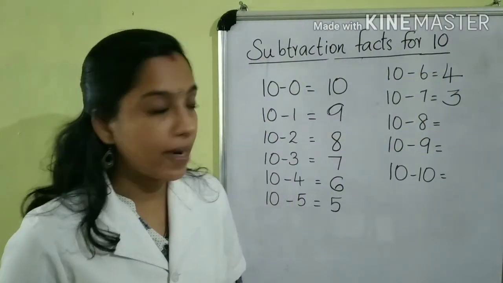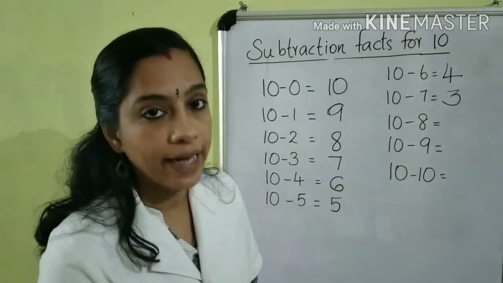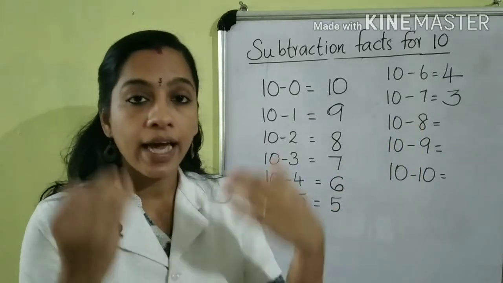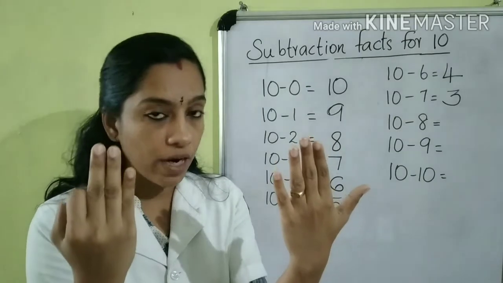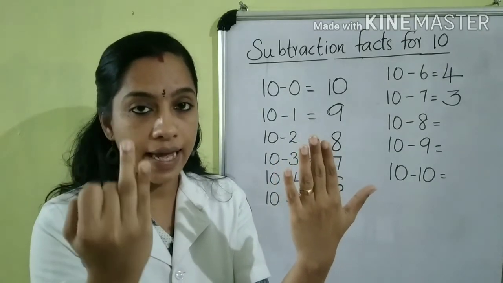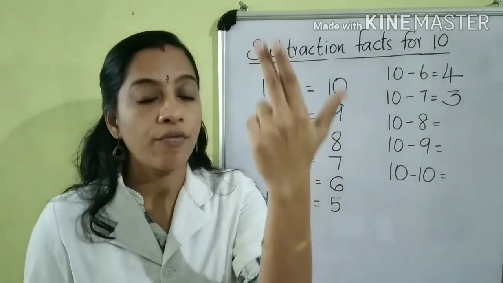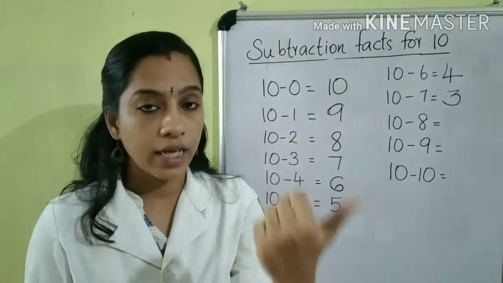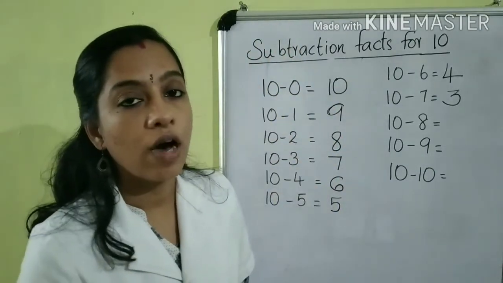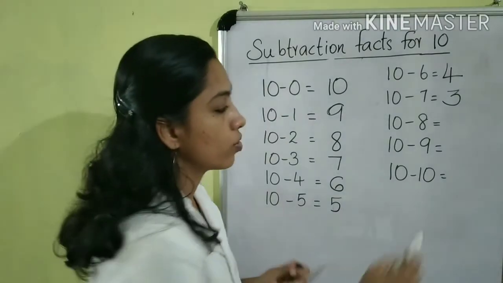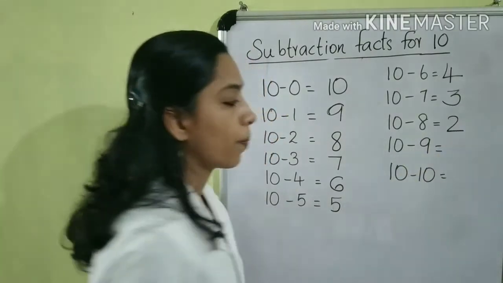Next we have to subtract 8 from 10. So we have to take 8 fingers, then count backward from 10. That is 9, 8, 7, 6, 5, 4, 3, 2. So our answer is 2. So we can write here 2.